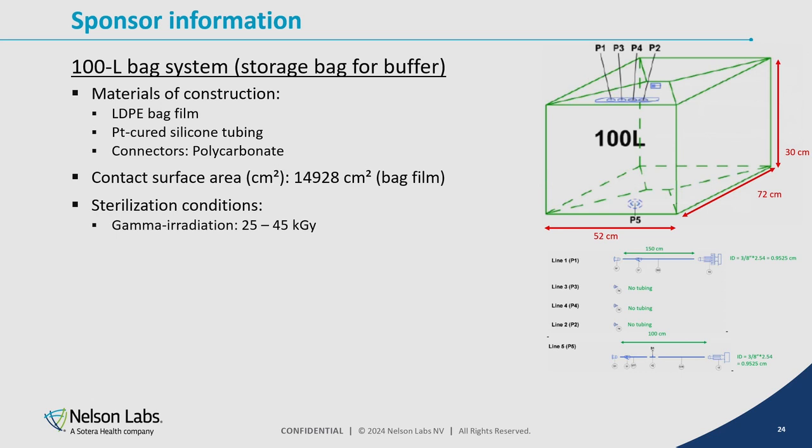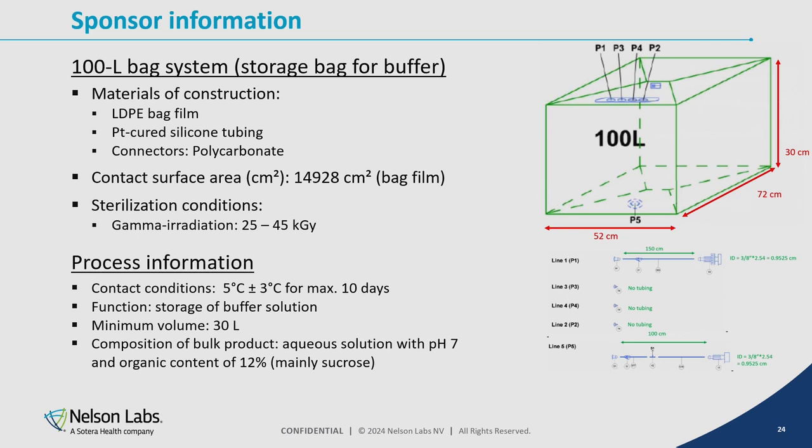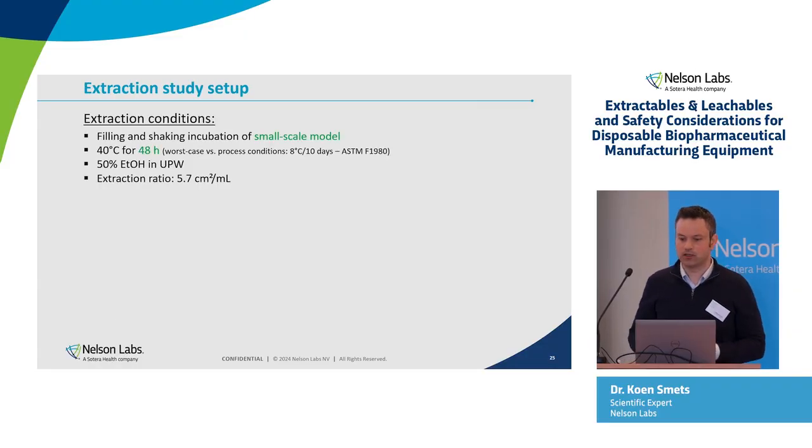Sterilization was by gamma irradiation at typical conditions that we see for process materials. With regard to process information, the bag is used at maximum 8 degrees Celsius and has a maximum contact time with the product for 10 days. The buffer solution is at a neutral pH and an organic content of about 12%, mainly because of the presence of sucrose, and the bag's minimum fill volume during the process was 30 liters. So taking into account that information, the extraction study was designed again using filling and shaking incubation, but on a small scale model. A few words on that in the next slide.